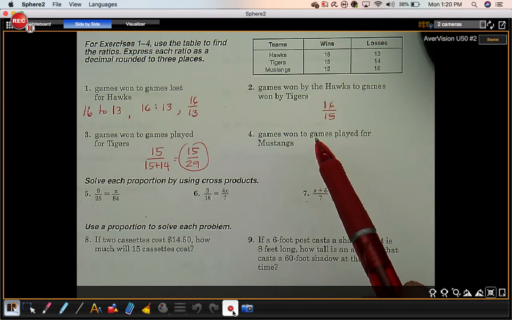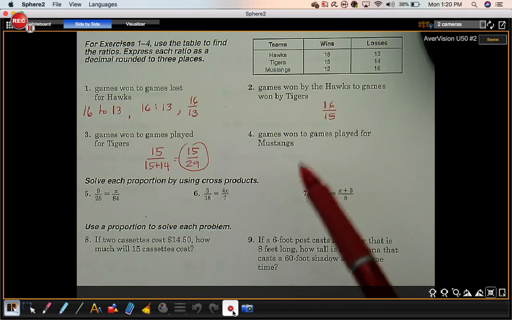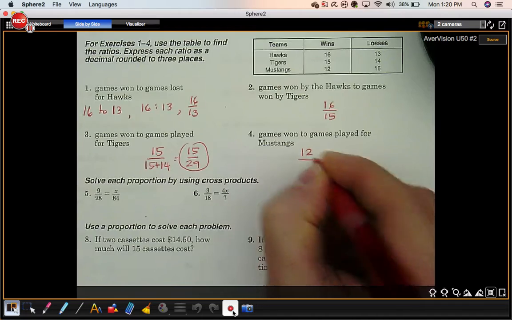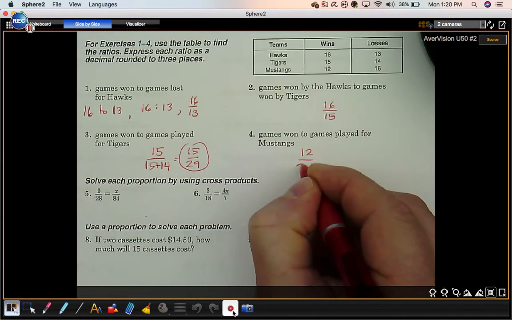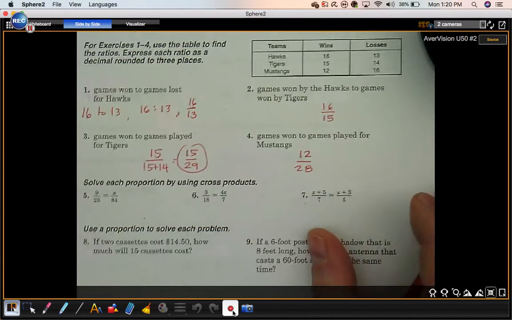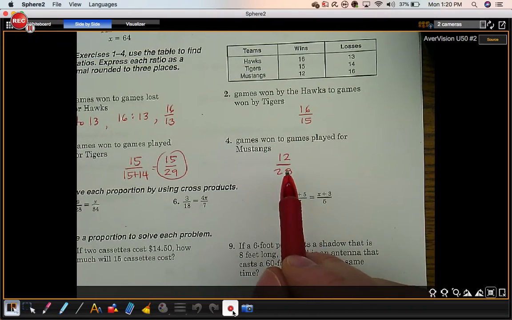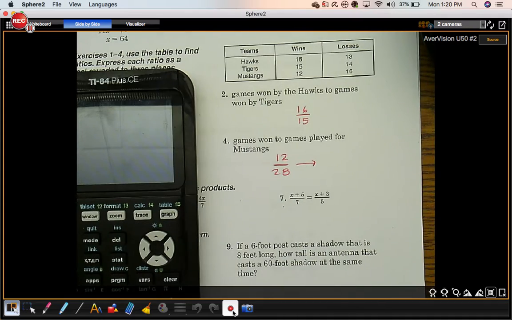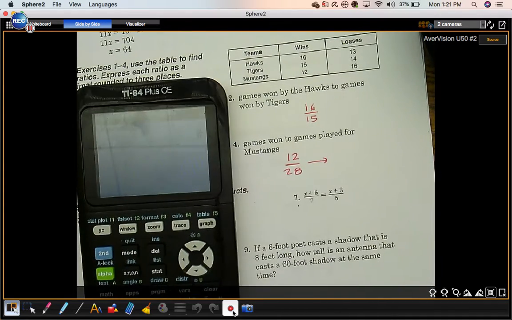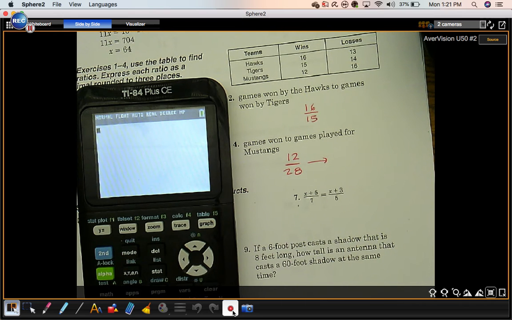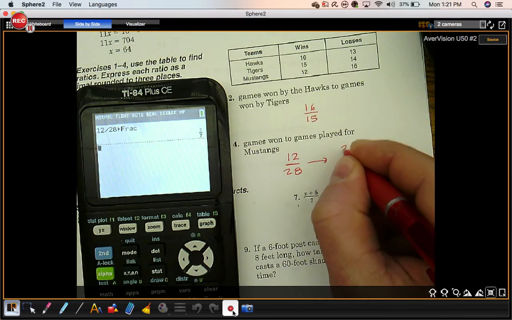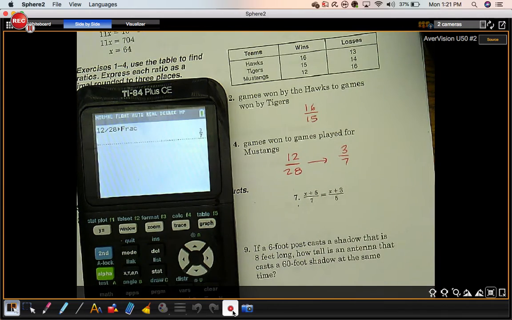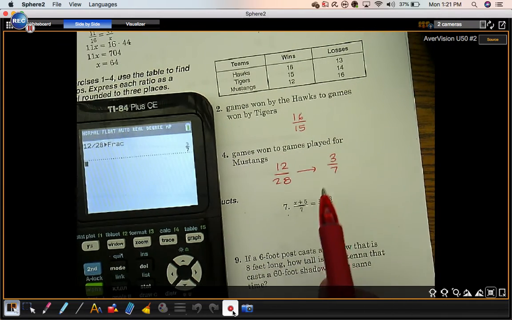Number 4, games won to games played for the Mustangs. Mustangs have won 12 games and they've played 28 games. So watch yourself there. And this isn't reduced. So I'll reduce that. 12 to 28 are the actual wins in games played. But as a ratio, we can write it a different way. We can say it's 3 to 7. So they've won 3/7 of their games is what that means.